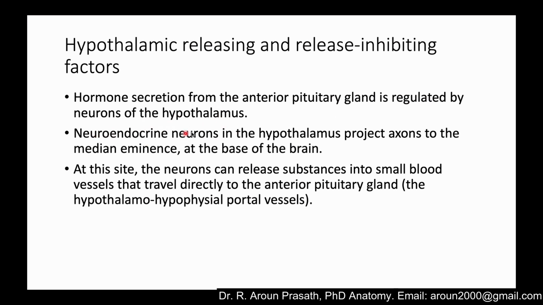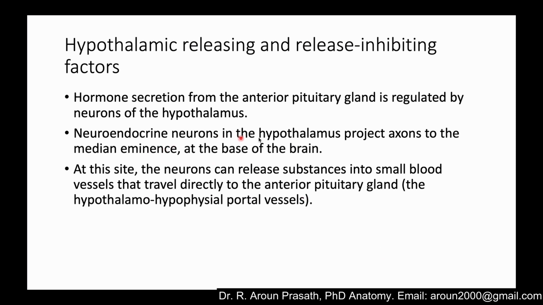Okay, neuroendocrine neurons, as I told you, are nerve cells that start in the hypothalamus, come to the pituitary stalk, and end in the posterior pituitary. Through these neurons some hormones are released. I mean, the posterior pituitary is controlled by the hypothalamus.